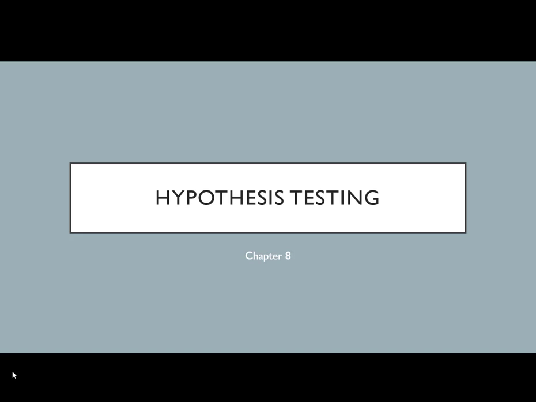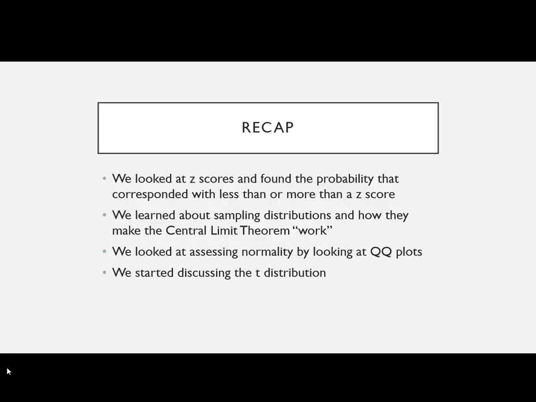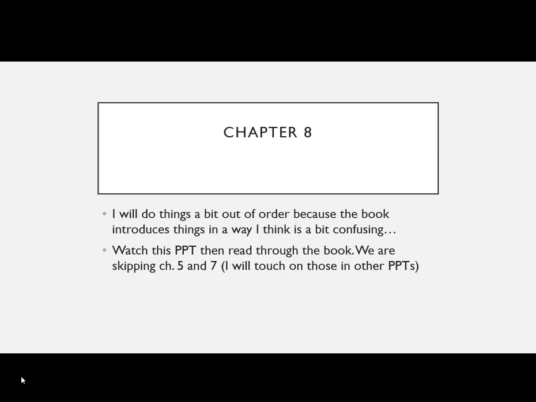So we're going to look at hypothesis testing in Chapter 8. Let's recap. We've looked at z-scores and found the probability that corresponded with less than or more than a z-score. We learned about sampling distributions and how they make the central limit theorem work. We've looked at assessing normality by looking at QQ plots, and we started to discuss the t-distribution.